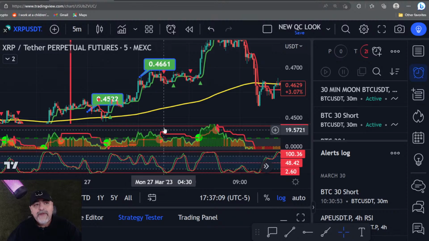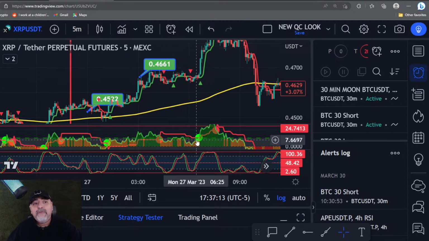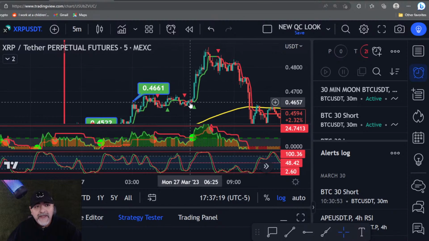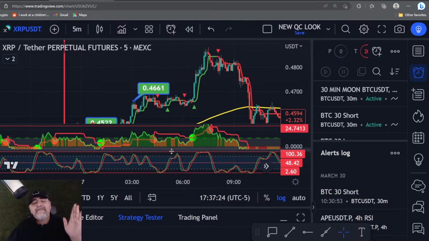Then you would have sat back on this 5-minute red moon and let it reset once again until a green moon, which hits right here, and you would re-enter this trade right there. When you re-enter, this would be the trade that runs up to the next red moon right here.